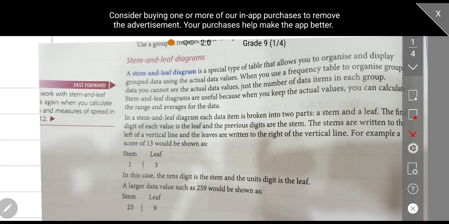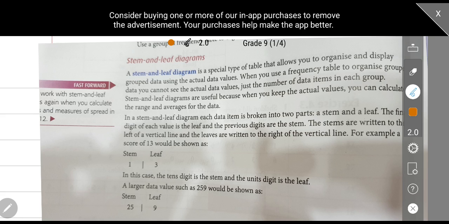Hello, grade 9. Today's lesson is about stem and leaf diagrams. It's a kind of display, organizing and displaying data. Let's look at how we could understand this type of diagram. First, let's read what's written here about it.